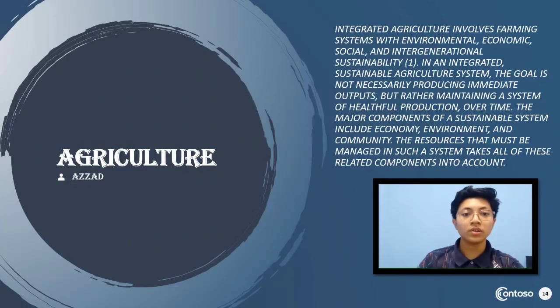Integrated agriculture involves a farming system with environmental, economic, social, and intergenerational sustainability. In an integrated sustainable agriculture system, the goal is not necessarily producing immediate output, but rather maintaining a system of healthful production over time. The major components of the sustainable system include economy, environment, and community. The resources that must be managed in such a system take all of these related components into account.